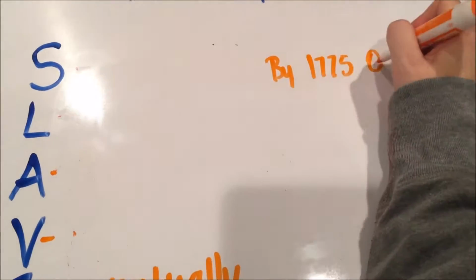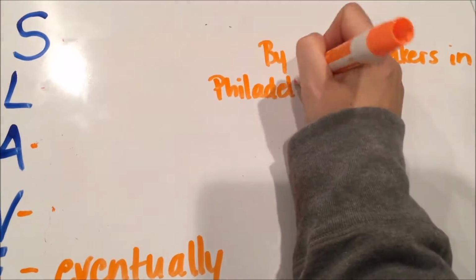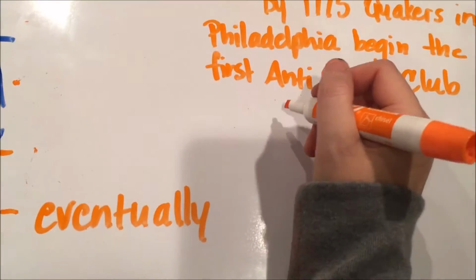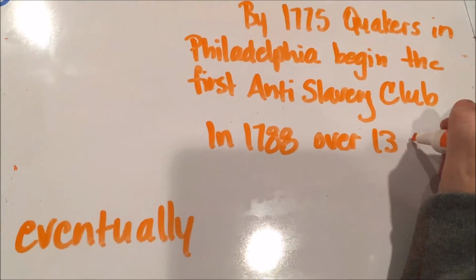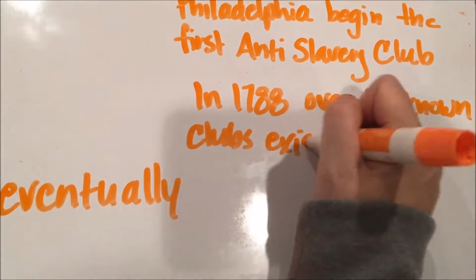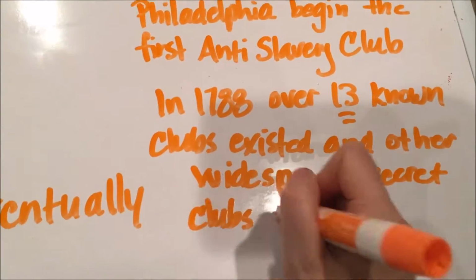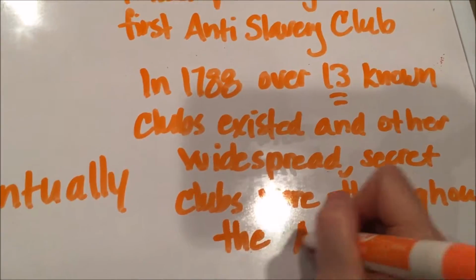By 1775, Quakers had started an anti-slavery club because they decided they'd had enough of people being treated so unfairly in America. In 1788, over 13 of these clubs existed, and other secret ones were widespread across the United States.